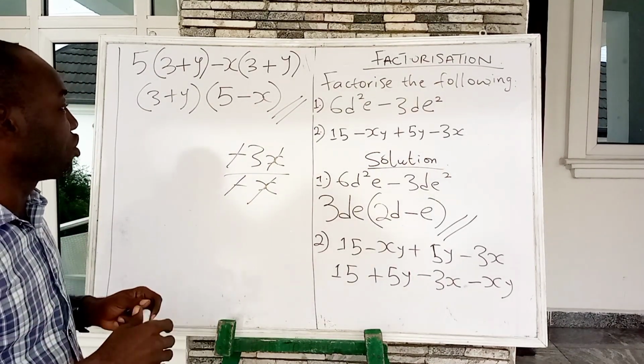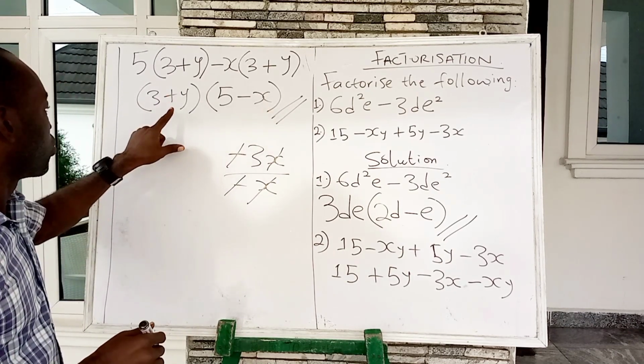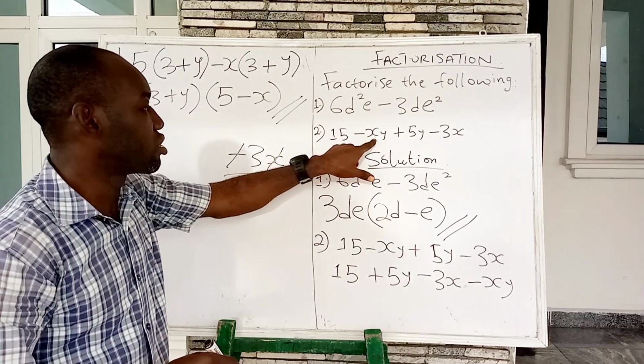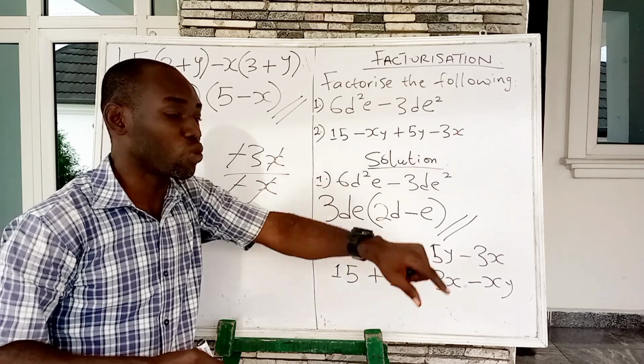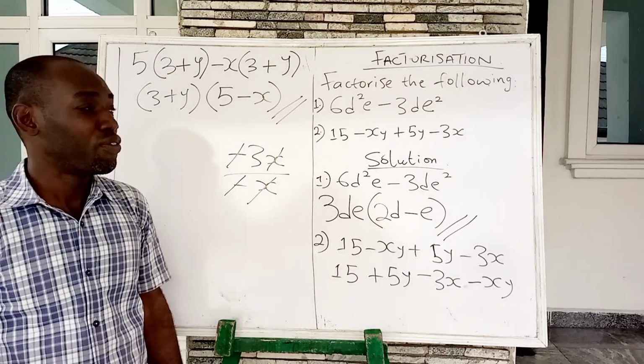Now, if you want to test run if your answer is correct, use each term here to multiply this. So also use each term here to multiply this. It's going to give you back your 15 minus xy plus 5y minus 3x. So that will be our lecture for today.